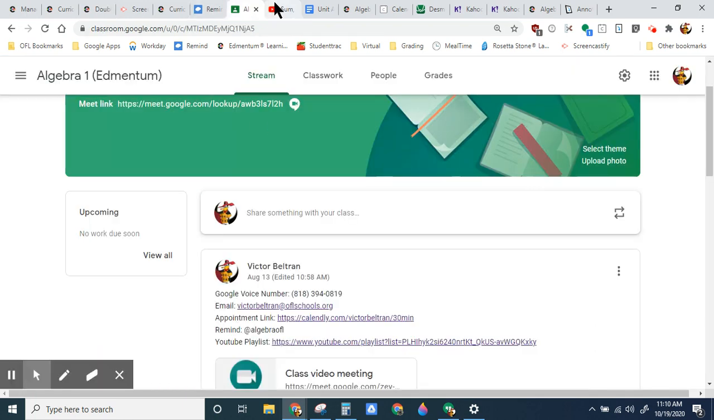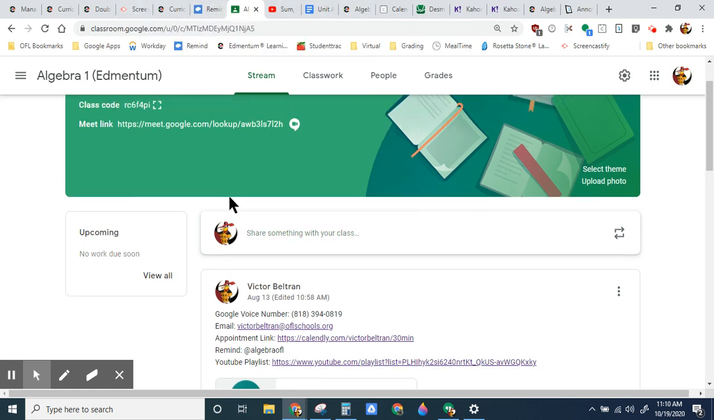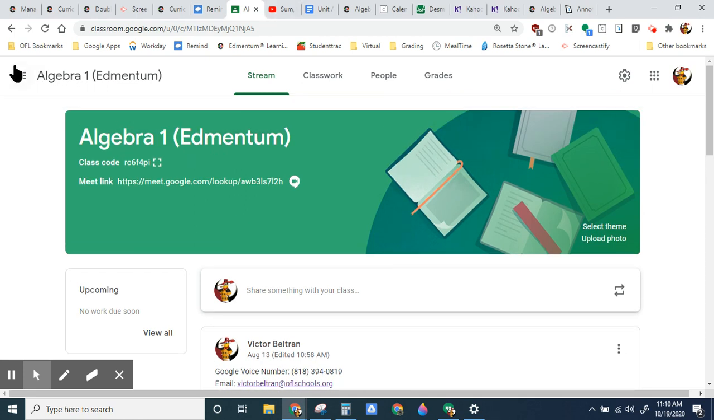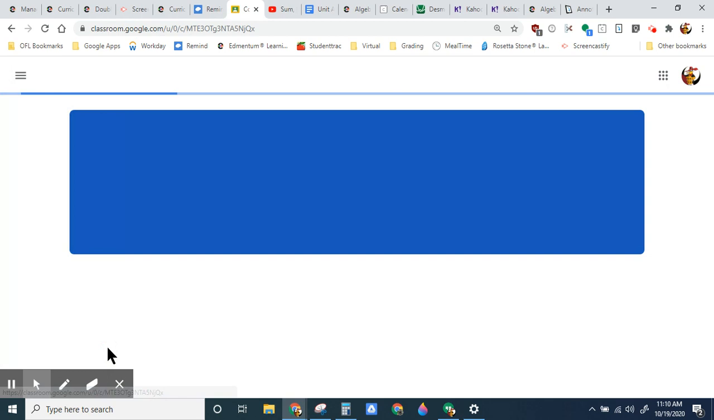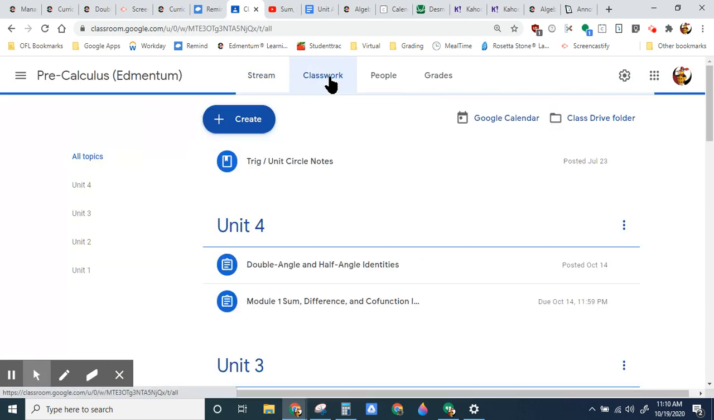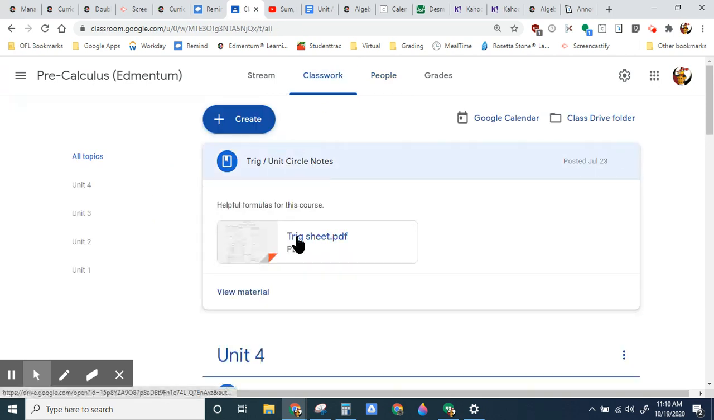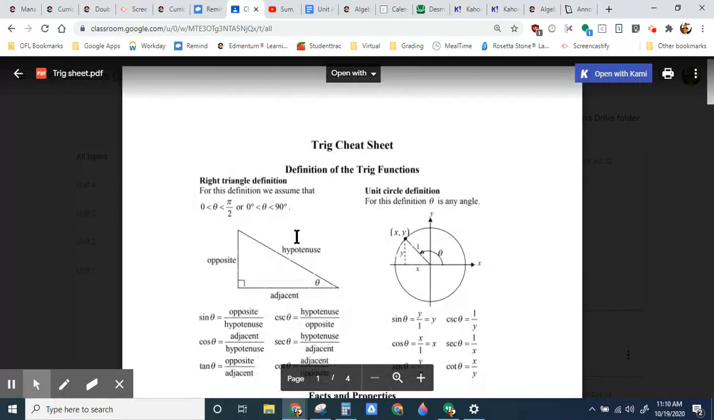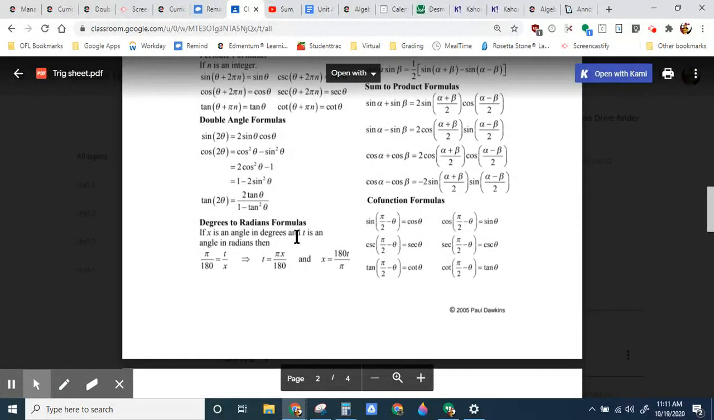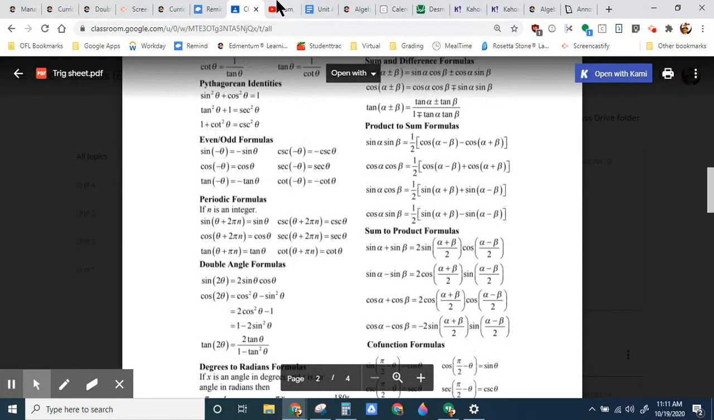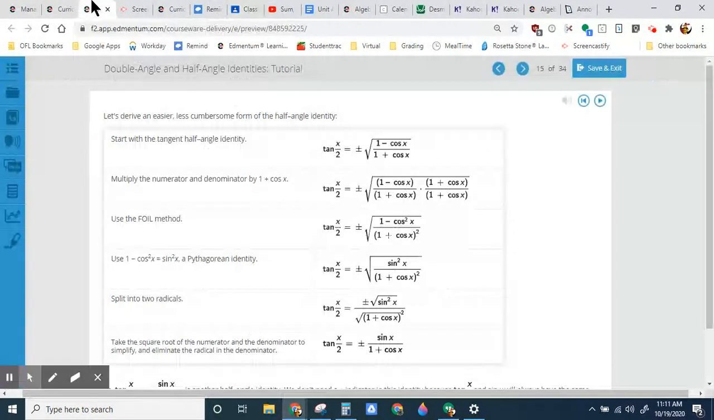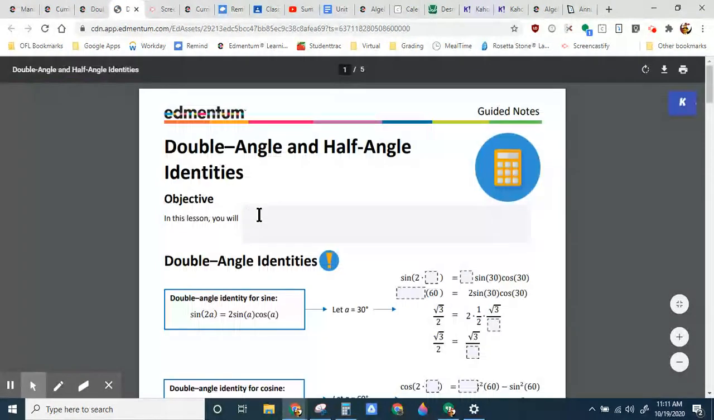So always have your sheet out. Where's my sheet? This is algebra. I thought I opened up the pre-calculus one. All right, so have your trig notes ready. This is just a good thing to have open, that way you don't have to keep all of your notes. I don't know if I've ever told you guys, there's guided notes here. I know Miss Anoush used to give you guys the guided notes a lot in Algebra 2, right, Nick?